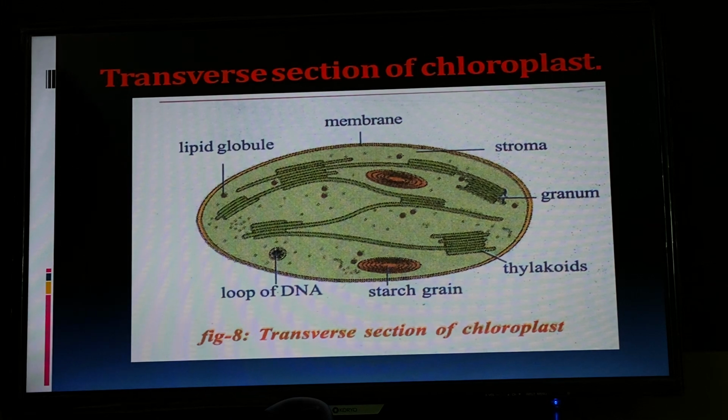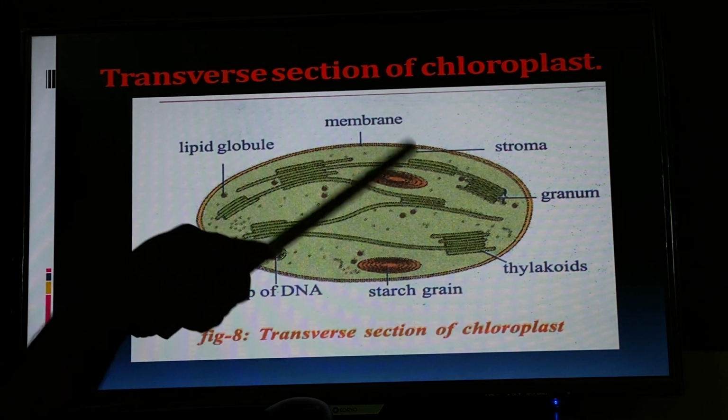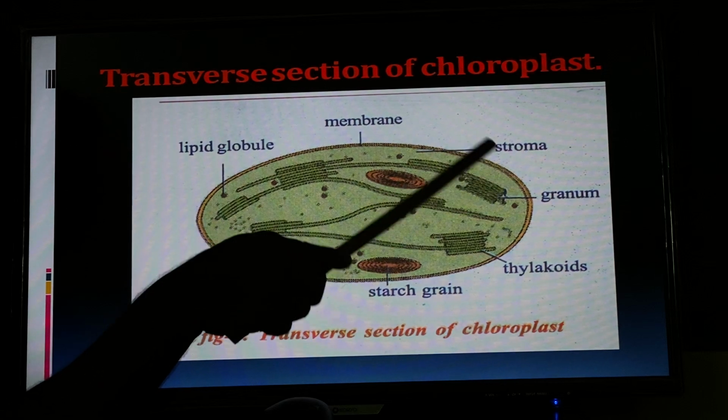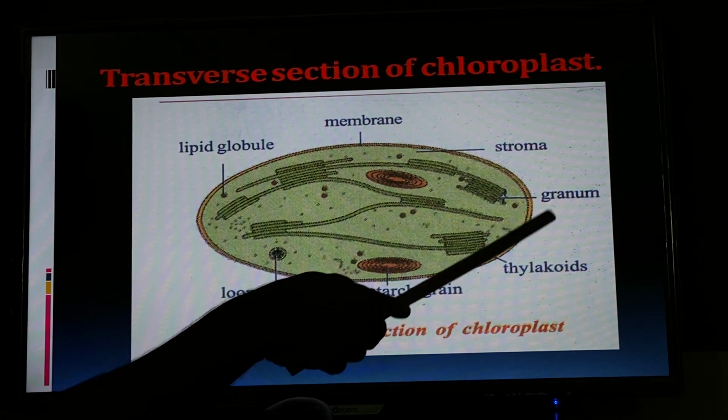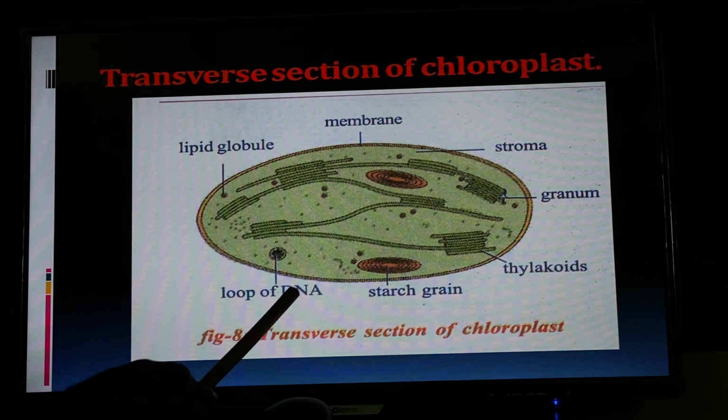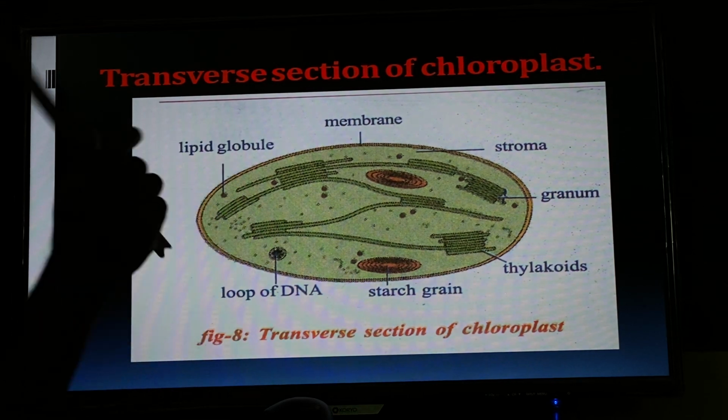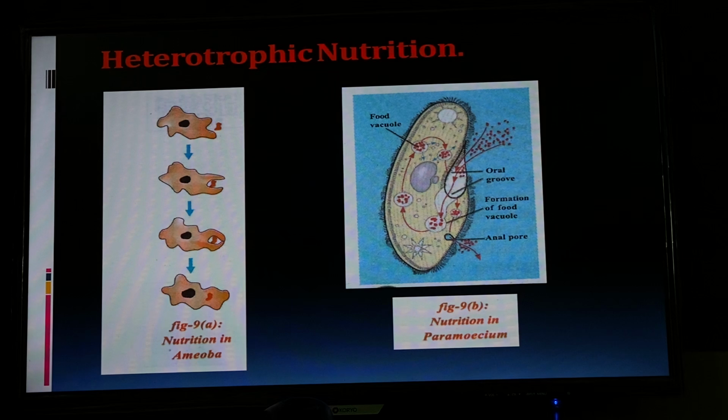This is the transverse section of chloroplast. Again, first you have to observe it once. See here, granum, thylakoid, starch grain, loop of DNA, lipid globule, membrane. Up to here, we learned about autotrophic nutrition. Already we learned about experiments in the first lesson, nutrition, and also we learned about chloroplast. Means autotrophic nutrition is completed.